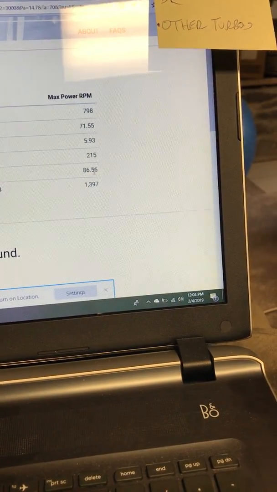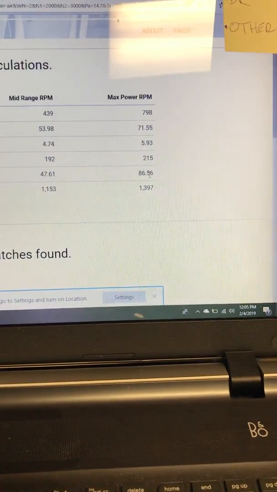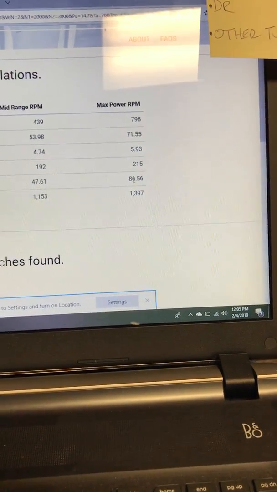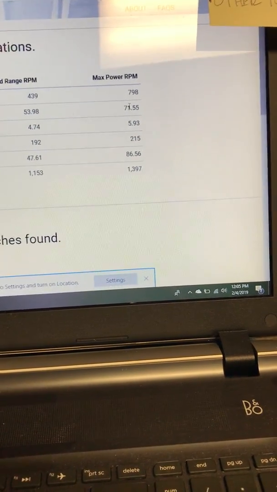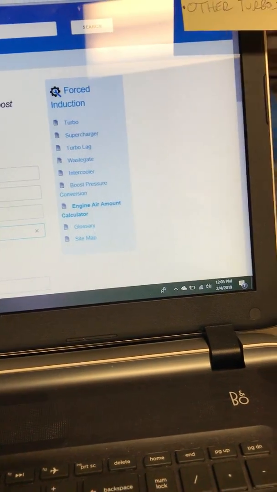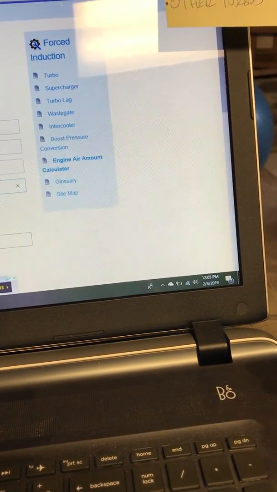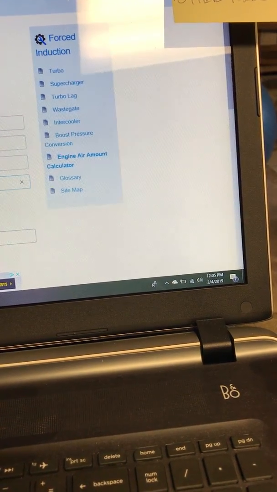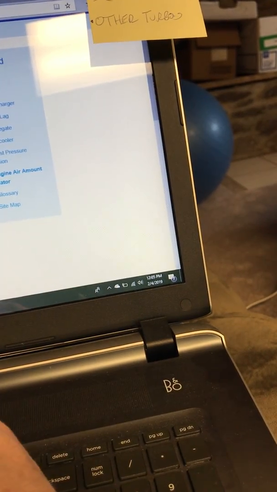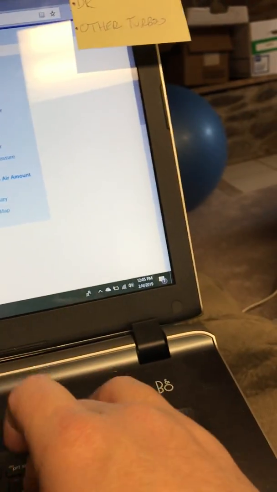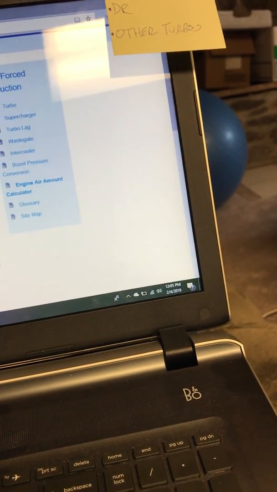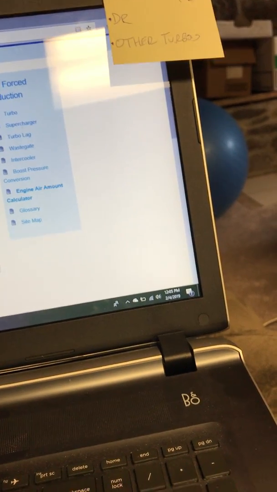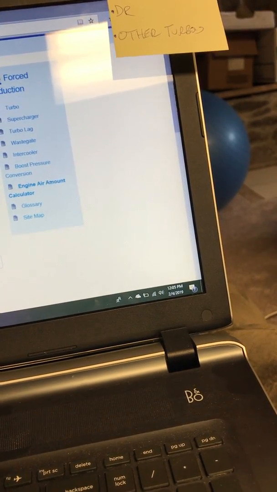86 pounds a minute of air. So this chart tells me that in order to get to 86 pounds a minute, I need to be at 71 pounds of boost, whereas the engine air amount calculator is telling me that, let me raise that up a little bit, let's go 3.8, 4. No, let's go all the way to 4-to-1 ratio. There you go. So 4-to-1 boost, 5-to-1 pressure ratio is 87.